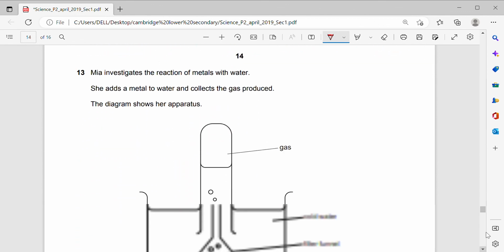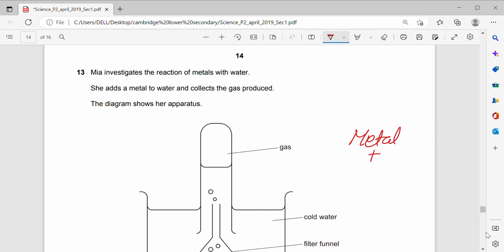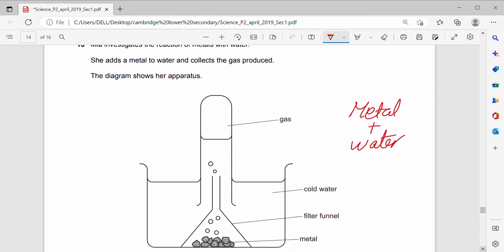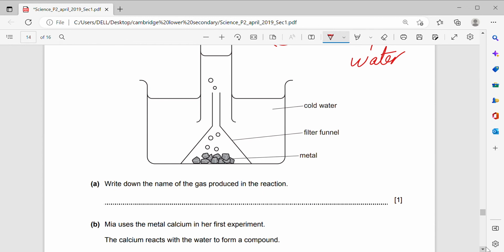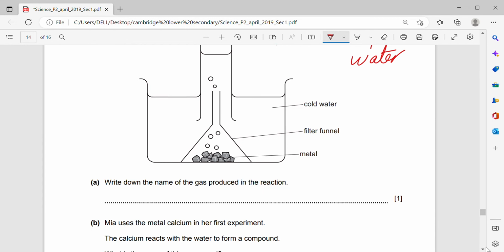Next question. Mia investigates the reaction of metals with water. She adds a metal to water and collects the gas produced. The diagram shows her apparatus. يبقى هنا reaction ما بين metal and water. طيب وهنا الجاز is collected here. طيب السؤال إيه بقى؟ Write down the name of the gas produced in the reaction.